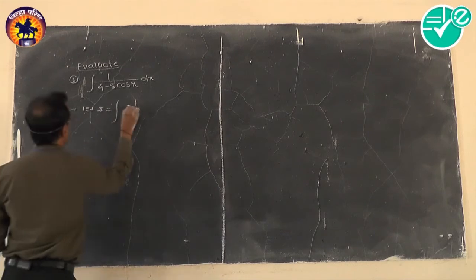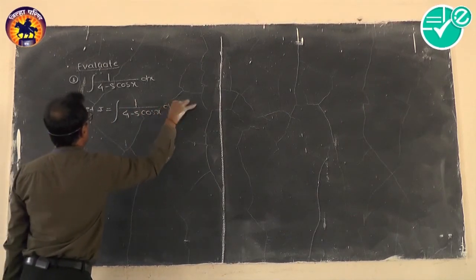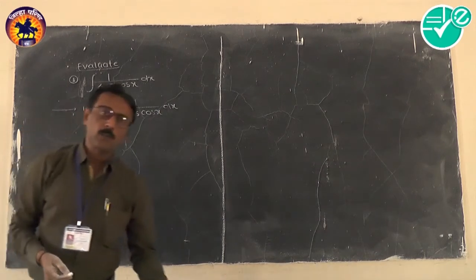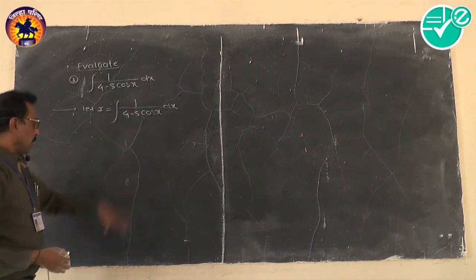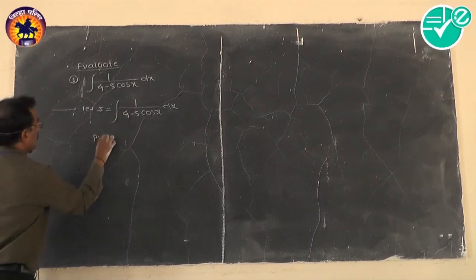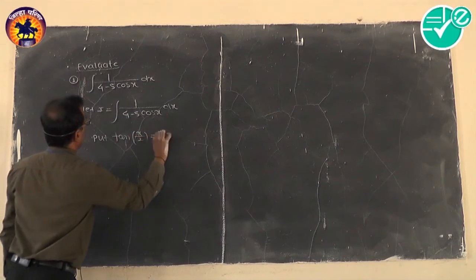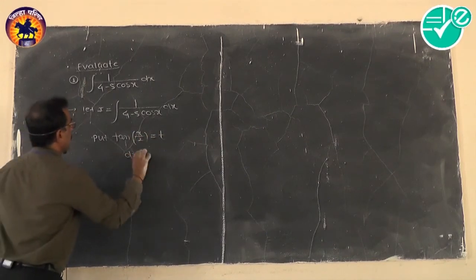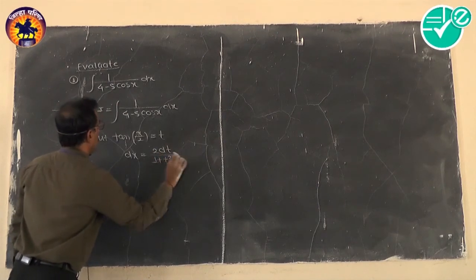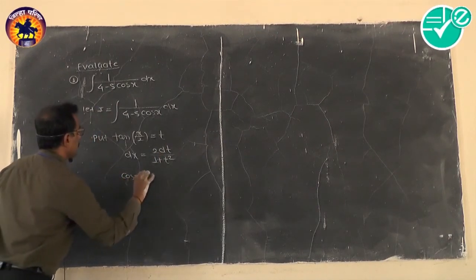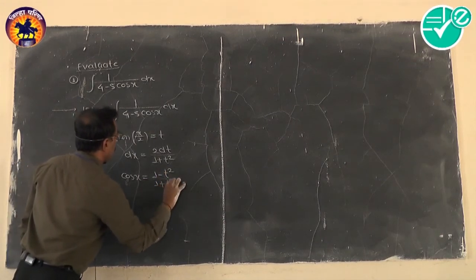Here it is I equal to integration of 1 upon 4 minus 5 cos x dx. I have requested you to pause my video and note down the formula. If you noted down that formula, then we know in order to solve this, the substitution is put tan x by 2 equal to t. What is dx? It is 2 dt upon 1 plus t square. What should be the value of cos x? It should be 1 minus t square upon 1 plus t square.